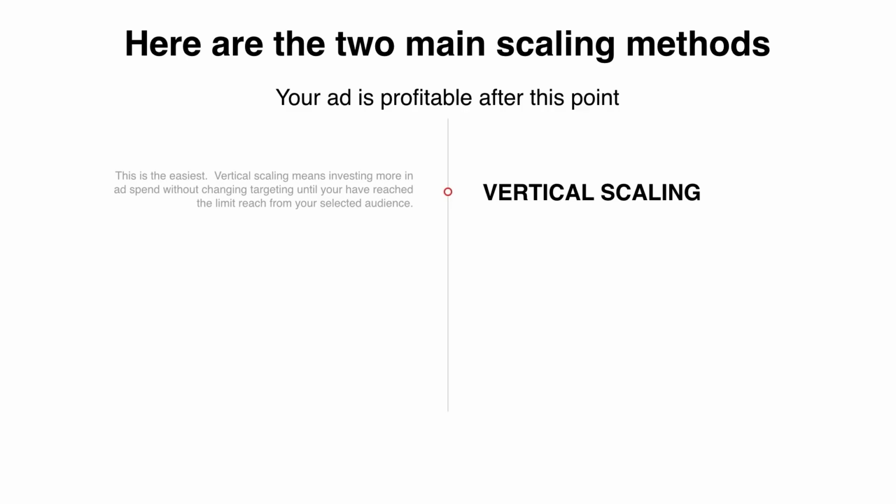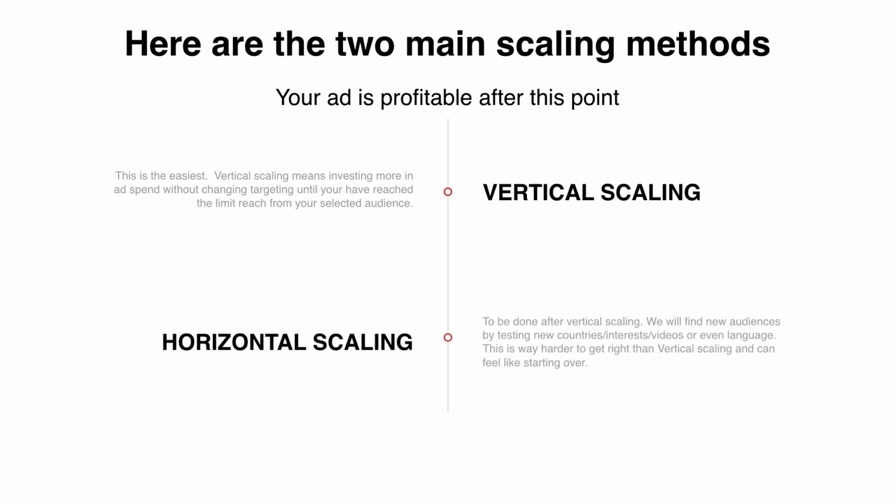All right. So the second scaling is horizontal scaling, and this should be only done after vertical scaling. We will find a new audience by testing new countries, interests, videos, or even language. This is way harder to get right than vertical scaling and can feel like starting over. Let me explain. So let's say you have an audience of about 300,000 people and it's working well. So you scale up, right? You do your vertical scaling, which should be your first reflex if you have a profitable ad.